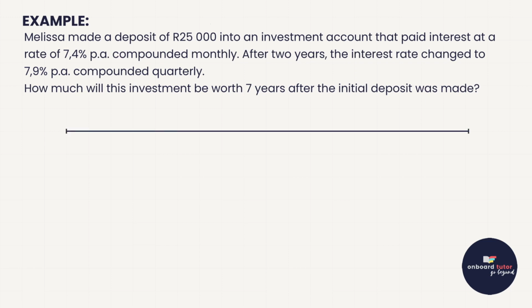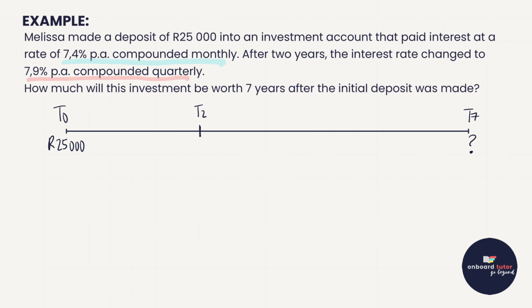So let's have a look at what Melissa is doing. At T0, that's the day she opens this investment account, she is adding 25,000 Rand into the account, and it pays interest that we are going to come to, 7.4% compounded monthly, and then after 2 years it's going to change to 7.9% compounded quarterly. So after 2 years the interest rate is going to change, and after 7 years we want to know how much is left. So definitely a nice and straightforward question. T7 will be the end of the day. Here we go. How much is in that account? And somewhere here at around about T2, the interest rate changes.